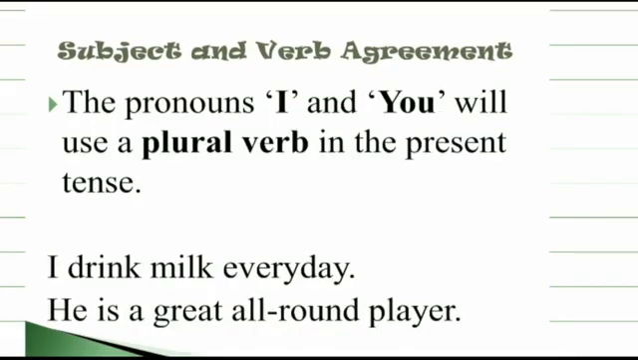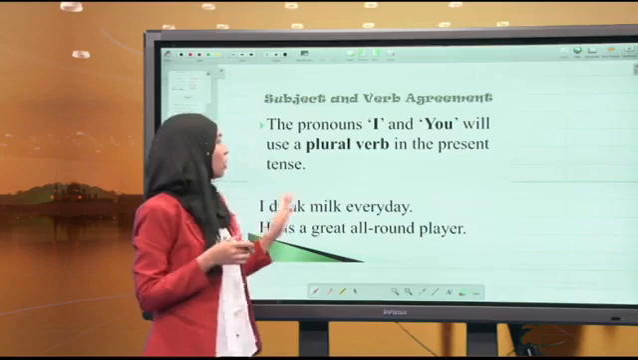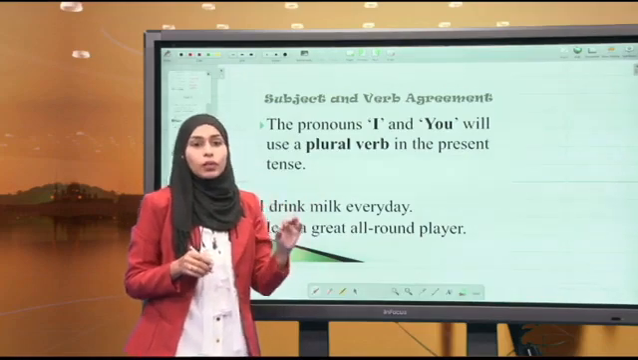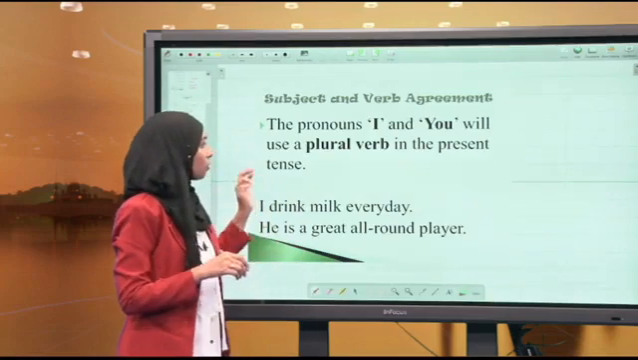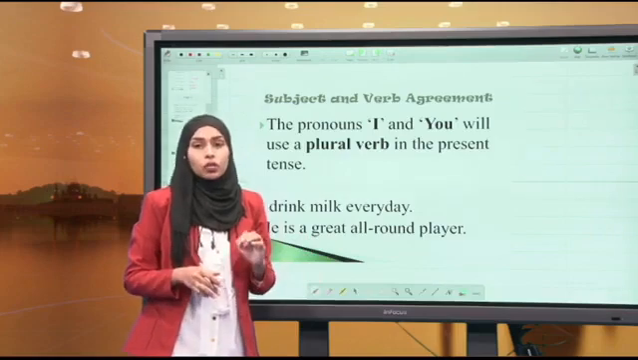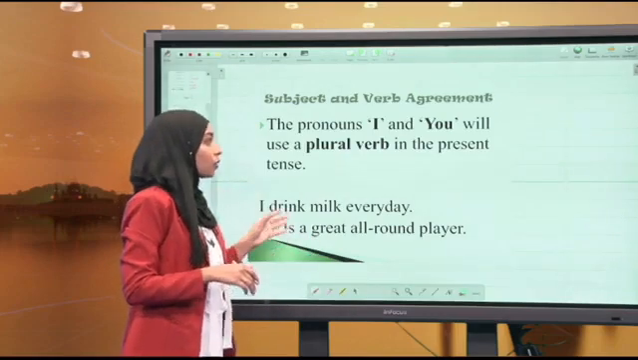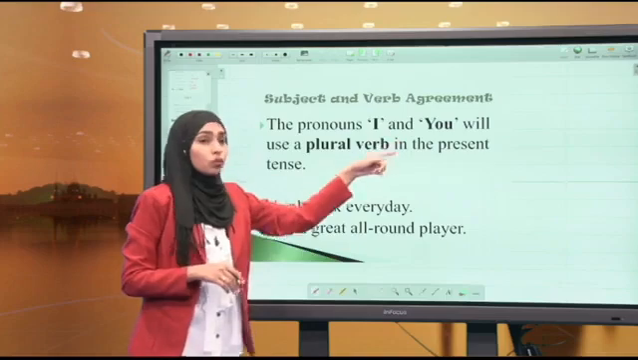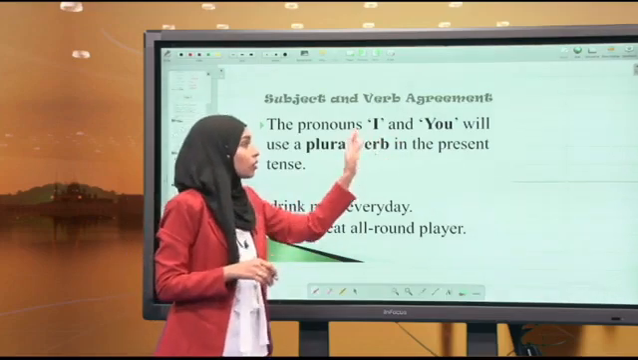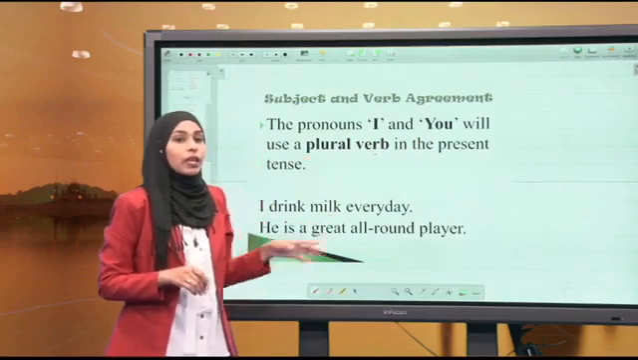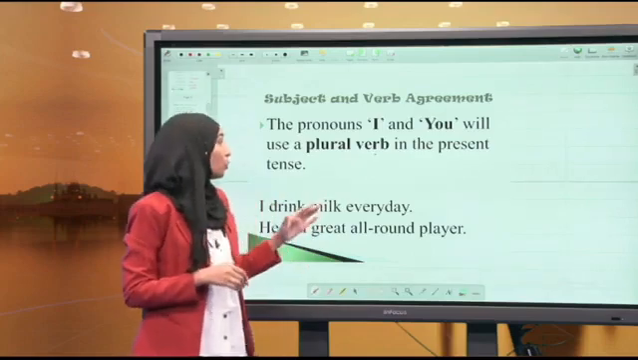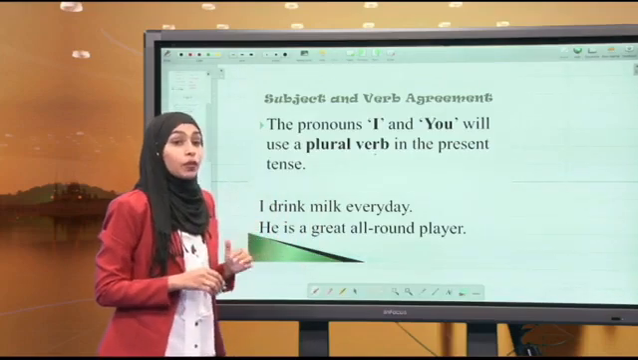Right. In addition to your singular subject and verbs, or your plural subject and verbs, we also have the pronouns I and you. We'll use a plural verb. So before we said a singular subject will use a singular verb. I or you, we know that's singular. But why are we saying that the pronouns I or you will use a plural verb? This here is an exception to the rule. When we're using the pronoun I or you, we use a plural verb.